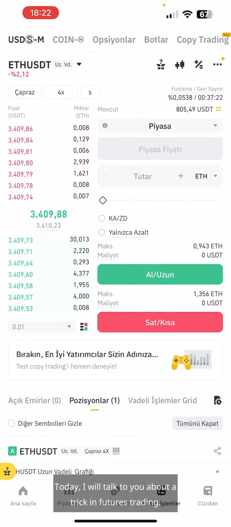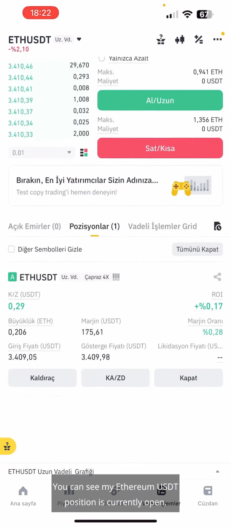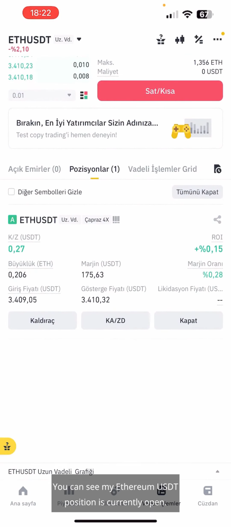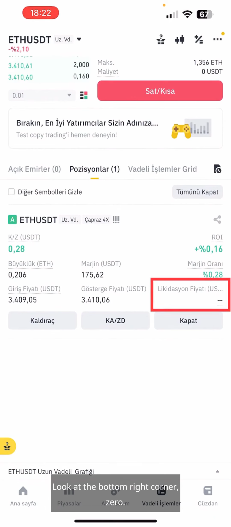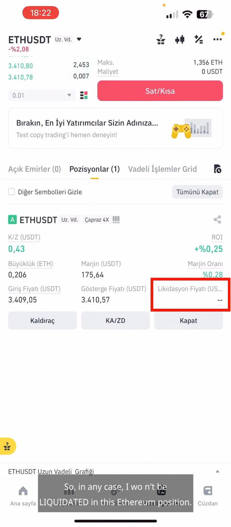Today, I will talk to you about a trick in futures trading. You can see my Ethereum USDT position is currently open. At what level would Ethereum need to drop for me to be liquidated? Look at the bottom right corner, 0. So in any case, I won't be liquidated in this Ethereum position.